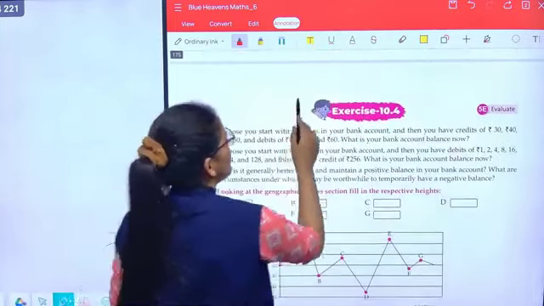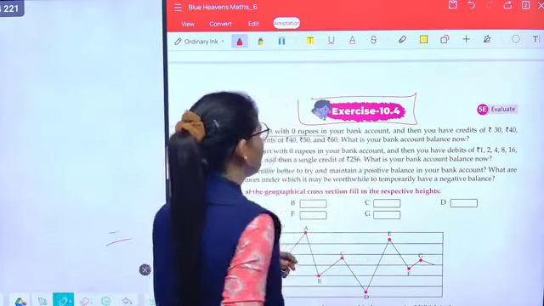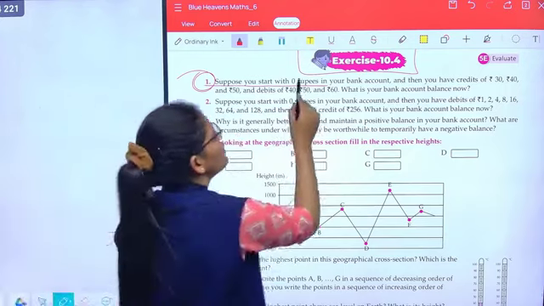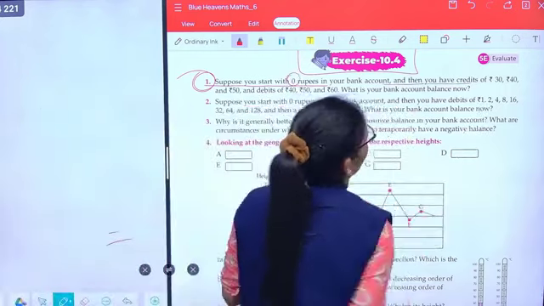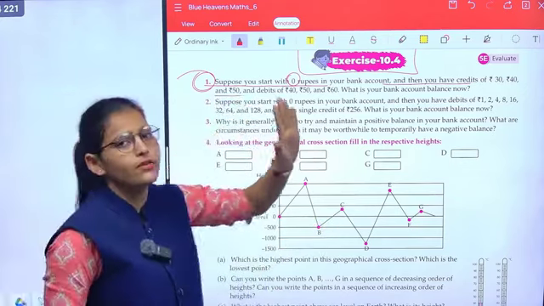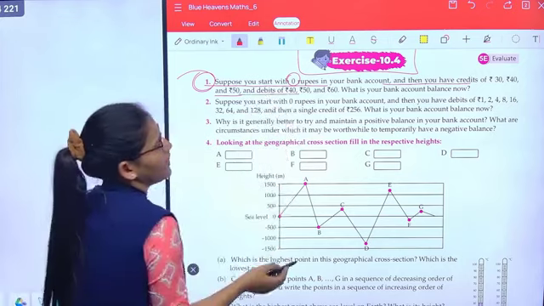Come on, exercise 10.4. Question number 1. Suppose you start with 0 rupees in your bank account. Class, you started your bank account with 0 rupees and then you have credits of 30, 40 and 50 rupees, and debits of 40, 50 and 60 rupees.